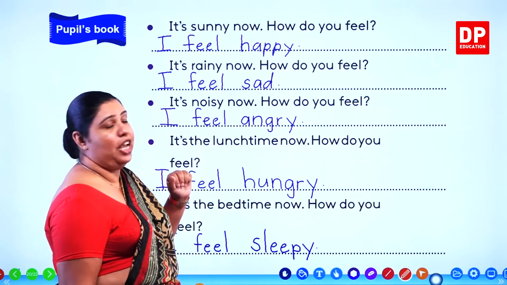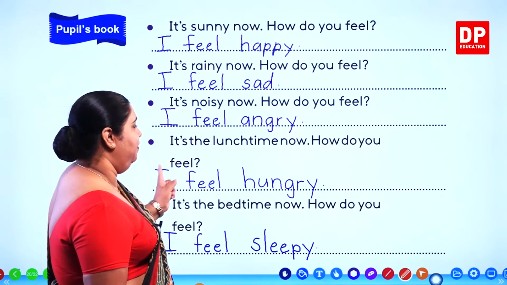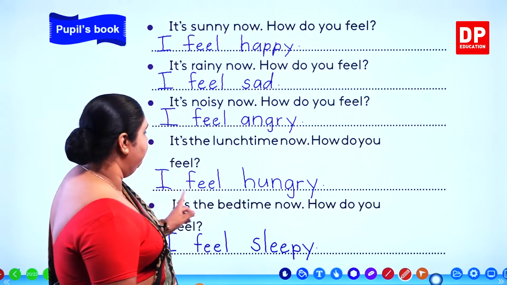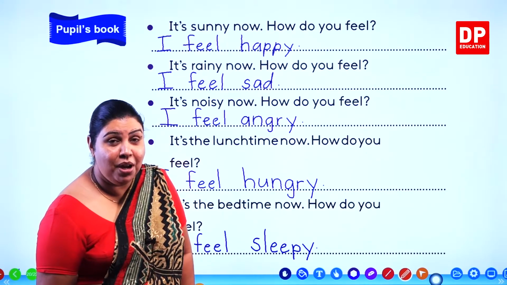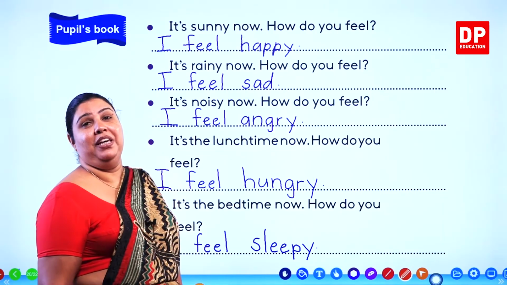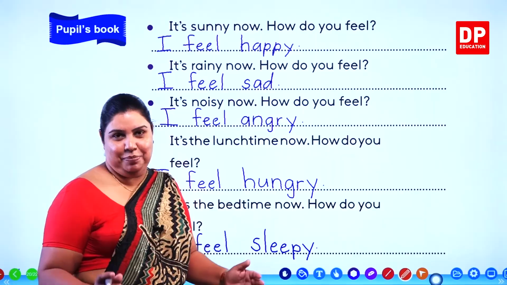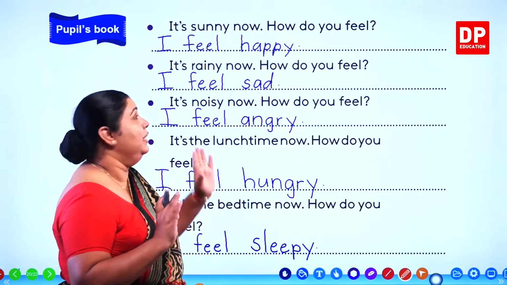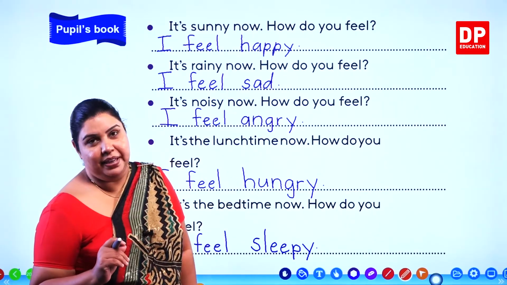It's the lunch time now. How do you feel? I feel hungry. It's the bedtime now. How do you feel? I feel sleepy. When it's time to go to bed, how do you feel? I feel sleepy. So now you found the answers after reading the poem. These questions are in your pupils' book. Now you can answer them.